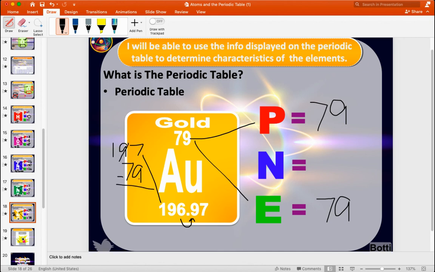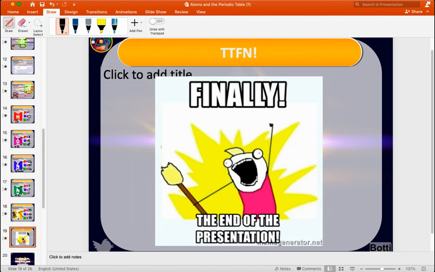We know we can't subtract 7 from 9, so we're going to redistribute. So when we have 17 minus 9, that's going to give us 8. 8 minus 7 is 1. And we have, bring that one down, we have 118 neutrons. All right, guys, so that is how we find the number of protons, neutrons, and electrons for each of our elements.